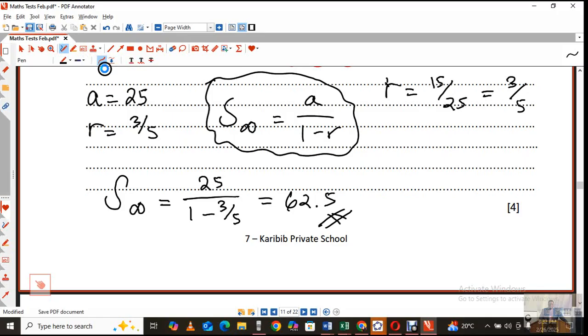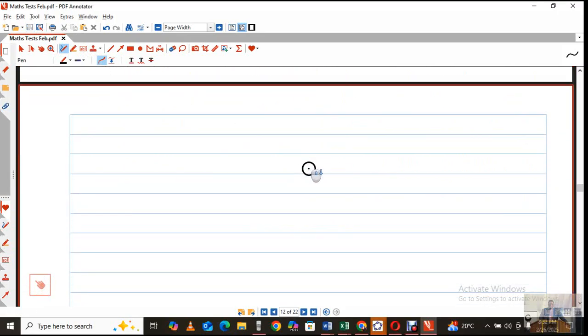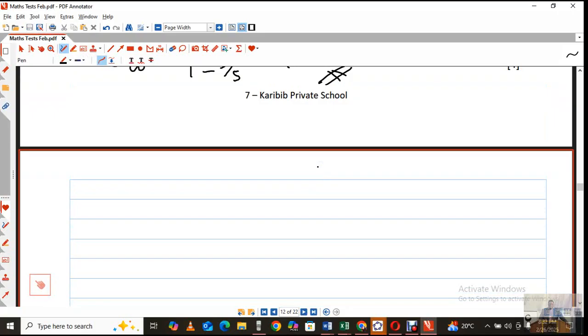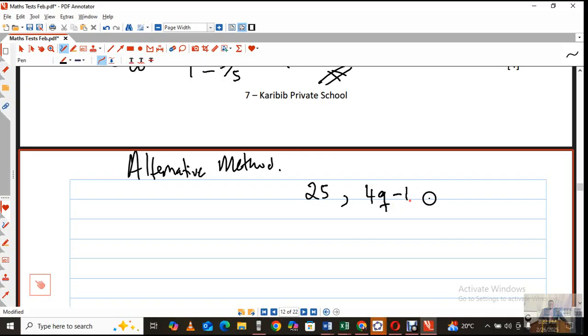All right, let's just save that so that we don't have problems as we go down the line. I wanted to show you the alternative method. It's going to take a little bit of knowledge, but it's always nice to have. I'm going to work with my r. So my sequence was 25, that was the first term. The second term was 4q minus 1. My third term, if you remember very well, was 13 minus q.